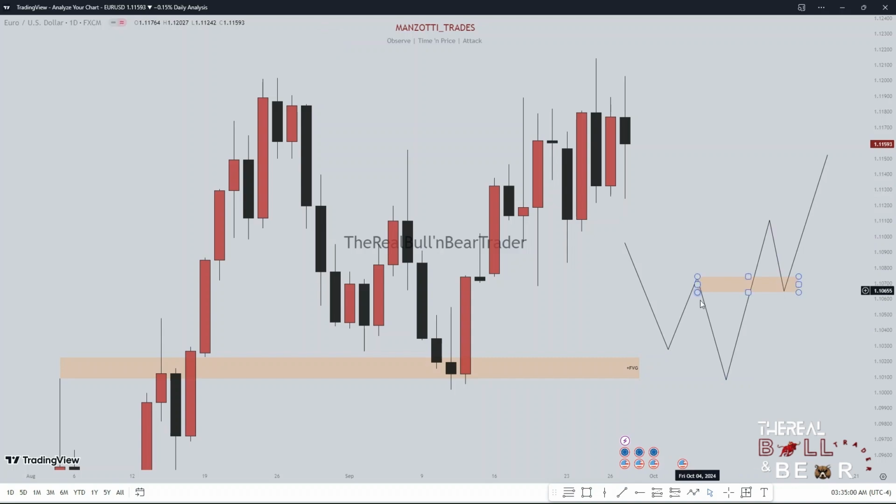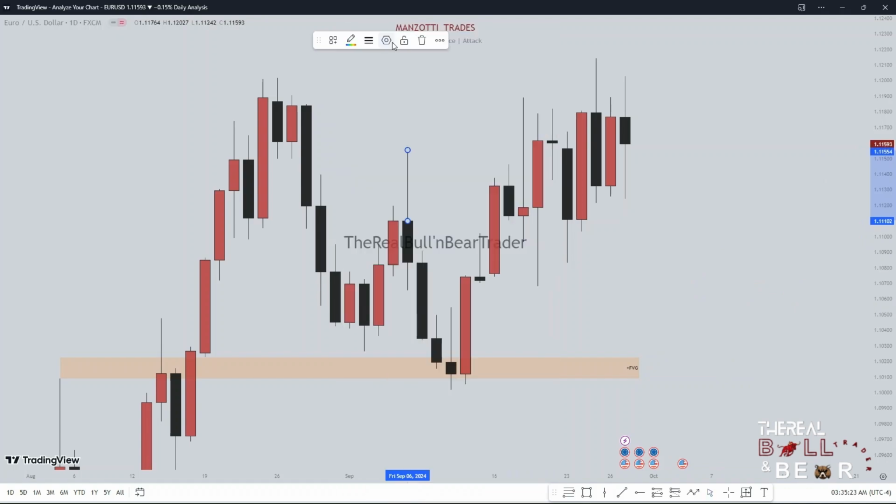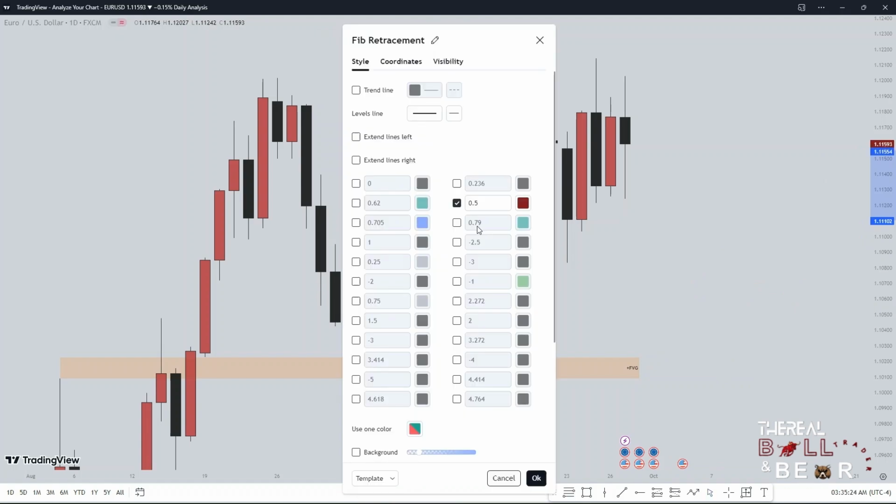But okay, it's a breaker here. But this is a what, a premium array, right? I'm gonna use this premium array. Let me put the consequent encroachment here so that you can see clearly.